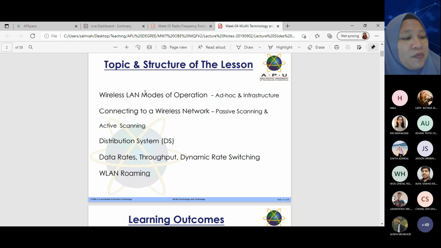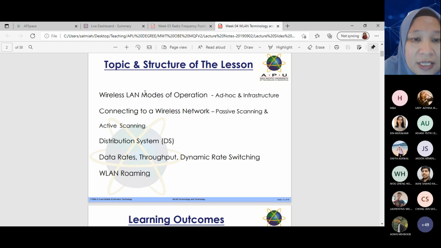Are you going to implement it as ad hoc? Or do you want to implement it as infrastructure mode? Means you want to operate your WLAN, is it ad hoc or is it infrastructure? You have different options. Or you can have both, no problem. Then followed by how the infrastructure available at your company, organization, or your home SOHO, small office home network, actually needs to be connected to the wireless infrastructure. Is it by using passive scanning or active scanning or using both?